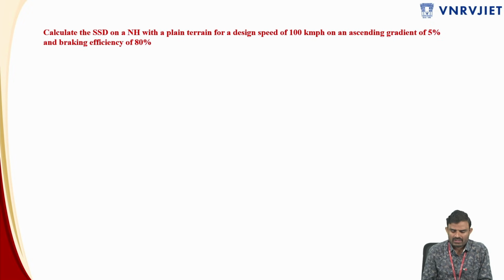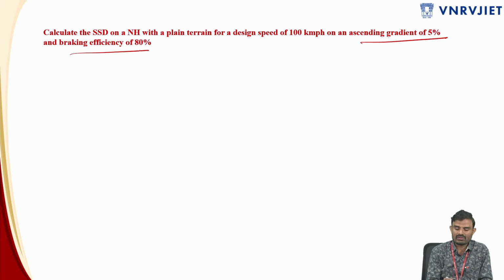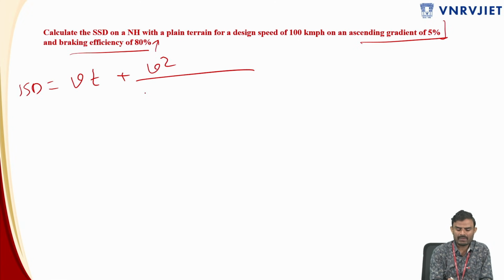Next we have a question on the combination of both ascending gradient as well as brake efficiency. Because of the ascending gradient we are going to have a reduced value of stopping sight distance, and because the brake efficiency is less than 100%, we are going to have an increased value of stopping sight distance. The formula remains constant: SSD is equal to Vt, the lag distance, plus V square divided by, I'll write the whole formula, 2g, f plus or minus n, whole multiplied by eta.